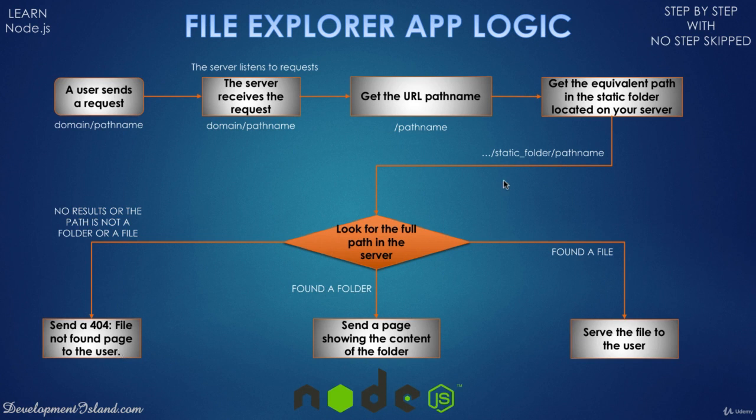Now there are two other scenarios. The first one is when you found a folder corresponding to that path. And in that case, you're going to send a page showing the content of the folder. And the other scenario is when you found a file, and in that case, you're going to serve the file to the user. All right, now let's start with the first scenario when you found a folder.